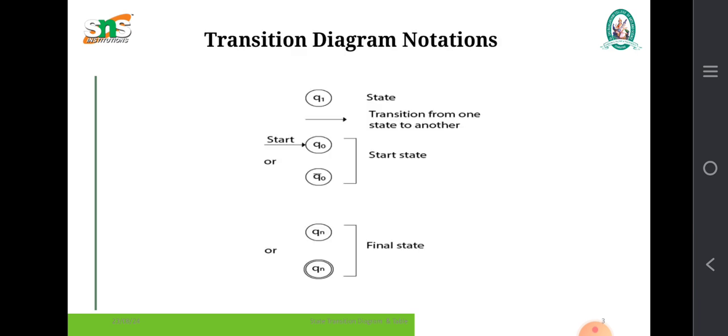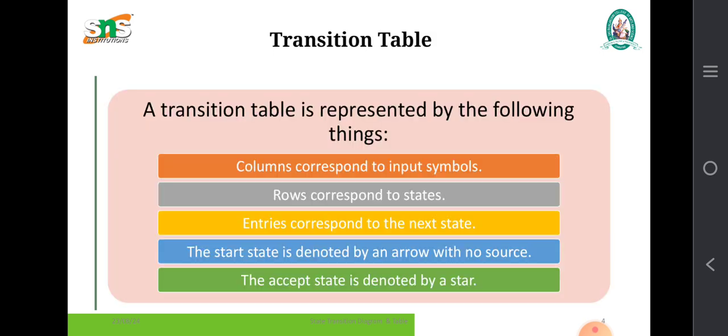Here the notations are: the circle represents the state and the arrow mark represents the transition from one state to another, and you can see the representation of the start state. Then we have final states and the indications are given here. Usually we denote the start state with an arrow into the circle and the final state with a double circle. So these are the notations we are going to use in our transition diagram.